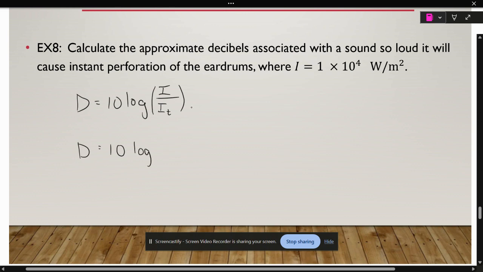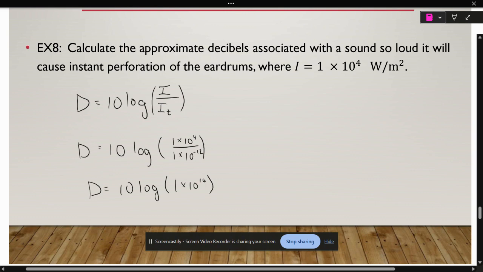We have I is going to be 1 times 10 to the fourth. And then I of t, in that last part where it was explaining, it said that I of t was 1 times 10 to the negative 12. So if I was to simplify this, you can plug it into your calculator like that. But if I was simplifying this, I'd make this 10 log of 1 times 10 to the 16th.